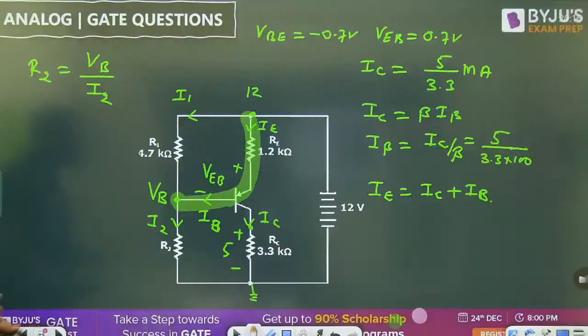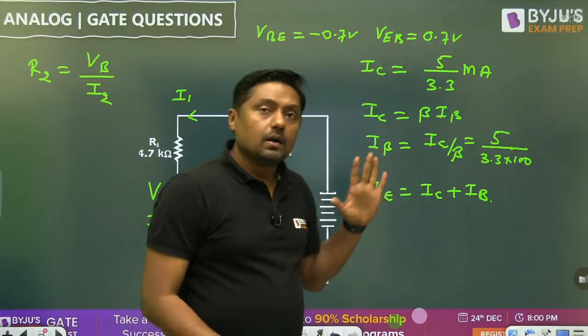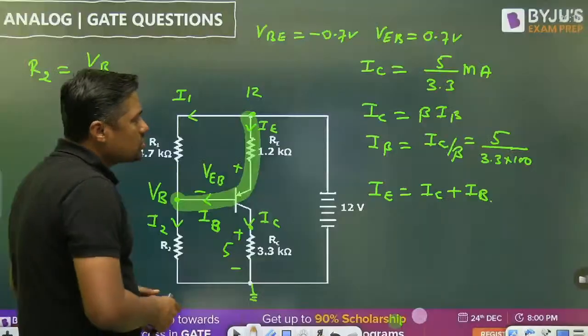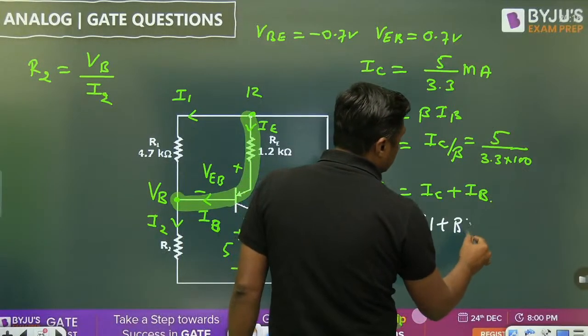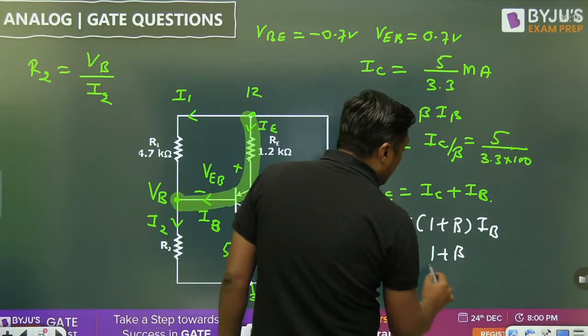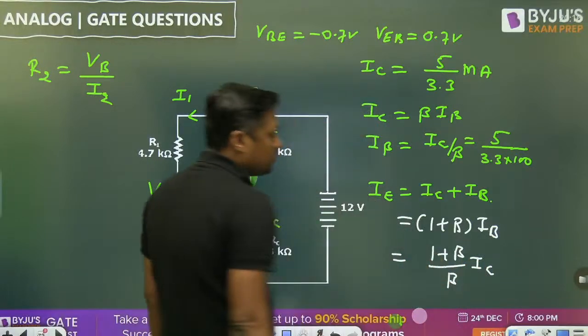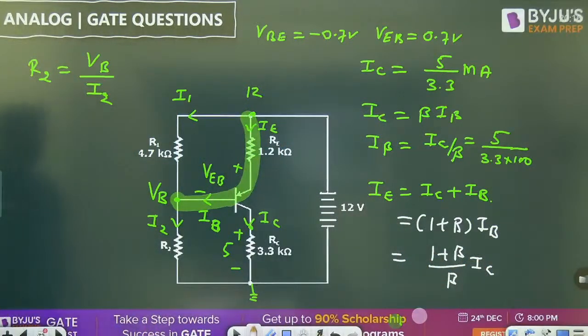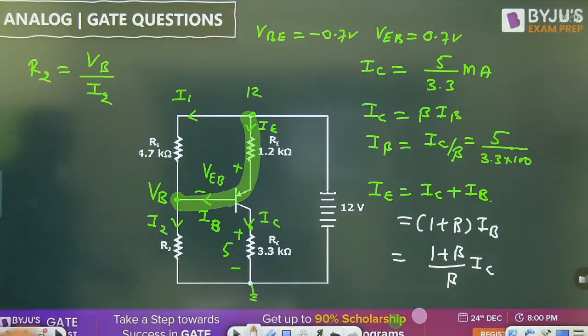IE means this one, IC plus IB. Then you can also write IE is equal to 1 plus beta times IB. Or you can also write (1 plus beta) upon beta into IC, because IB is equal to IC upon beta. So that is another formula. Once you have the value of I, from this formula you can find the VB. Once you get the value of VB, calculation is your part now.